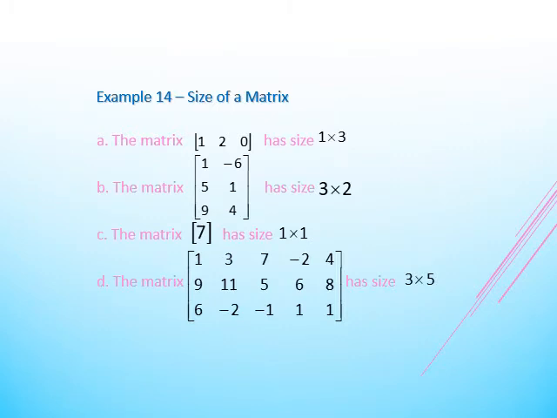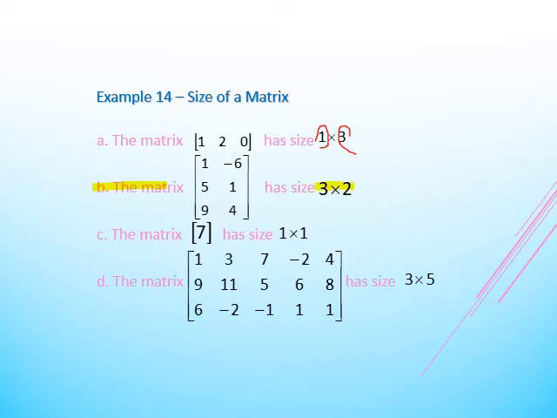Let's have examples for the size of the matrix. This first matrix is a vector: 1, 2, 0. The size of this matrix is 1 by 3, not 1 multiplied by 3. 1 is the number of rows and 3 is the number of columns. So 1 by 3 is the size of the matrix. In the next one, the matrix consists of 3 rows and 2 columns, so the size of the matrix is 3 by 2.